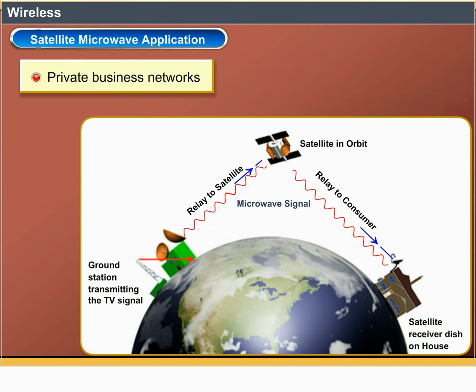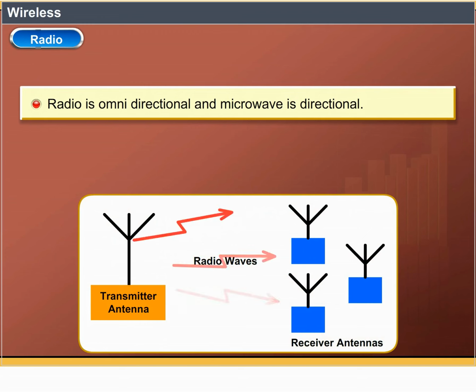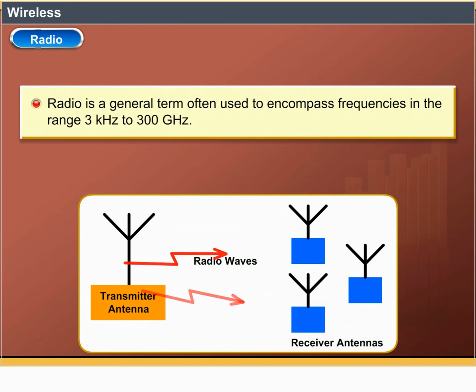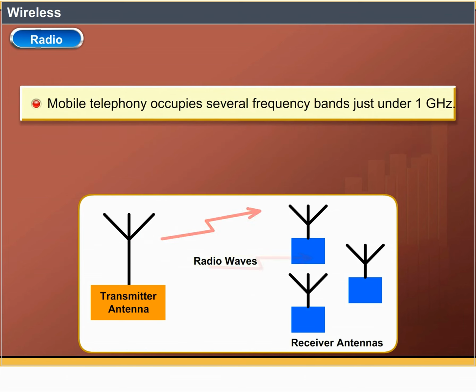Radio. Radio is omnidirectional and microwave is directional. Radio is a general term often used to encompass frequencies in the range 3 kHz to 300 GHz. Mobile telephony occupies several frequency bands just under 1 GHz.